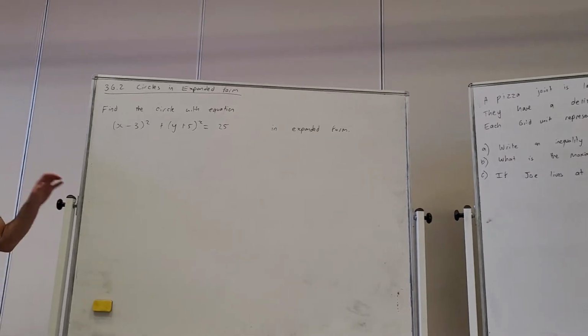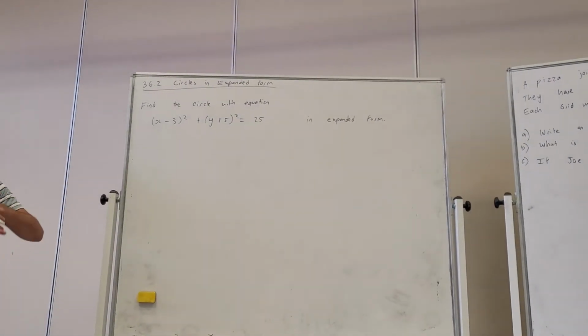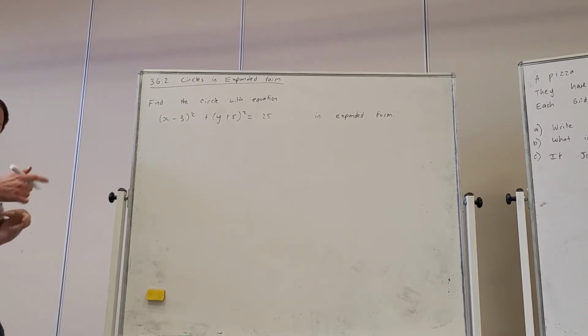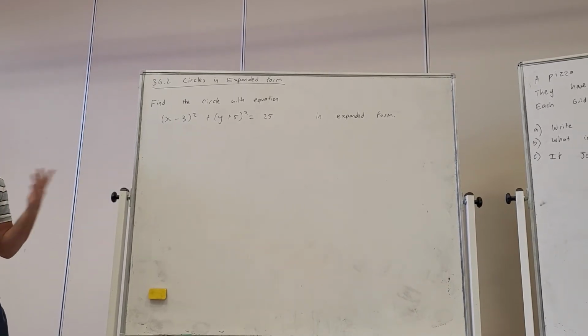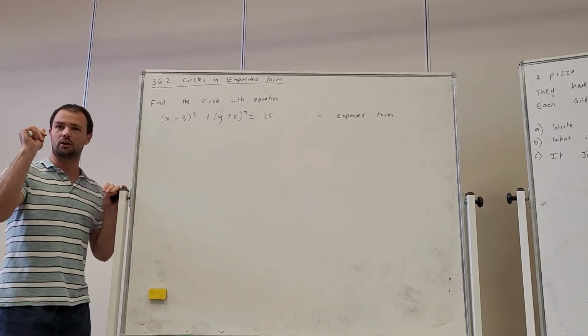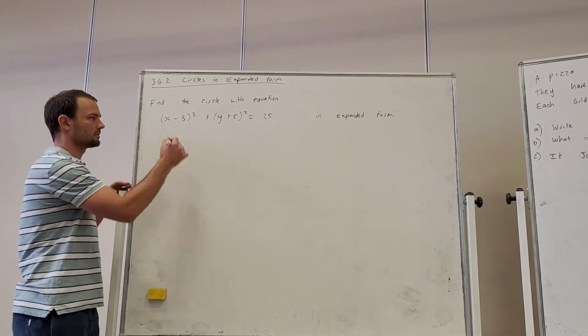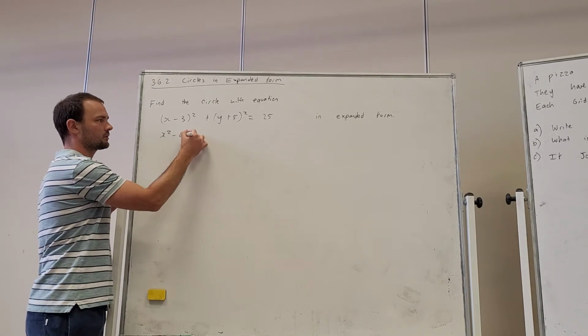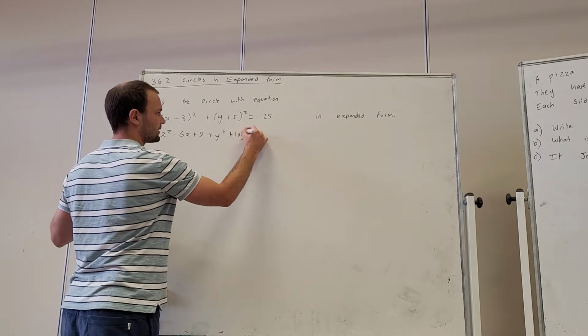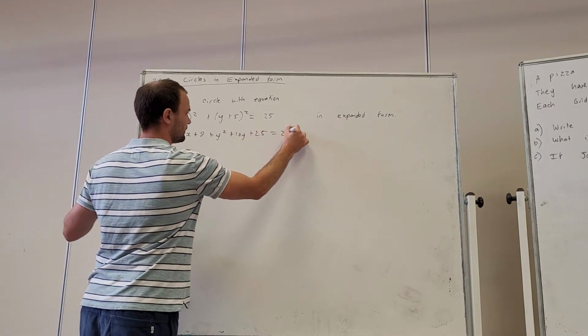So let's get into here. Find the circle with equation here in expanded form. So expanded form means we're just going to fully expand it and bring everything to one side. That's all we have to do. So here we're just going to apply perfect square rules. I'm just going to do it in one go because my expectation is that we're quite competent at doing that now. So I've got x squared take 6x plus 9 plus y squared plus 10y plus 25 equals 25.